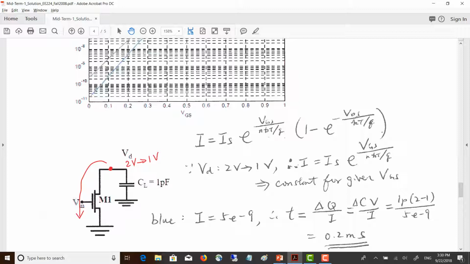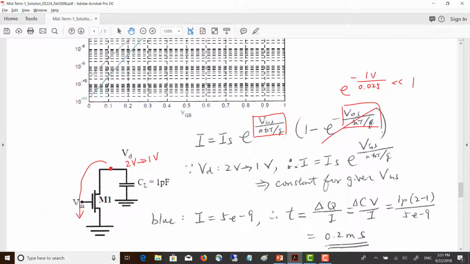First of all, the current through a transistor in the subthreshold region depends exponentially on VGS. It also depends exponentially on VDS. But I picked the VDS such that it is so large, on the order of 1 volt divided by 0.025, and then you take the exponential, so this is much, much larger than 1. The negative exponential term is much, much smaller than 1, so I can ignore this term.